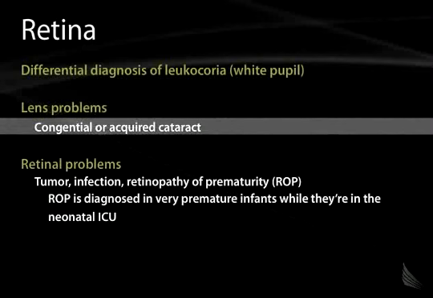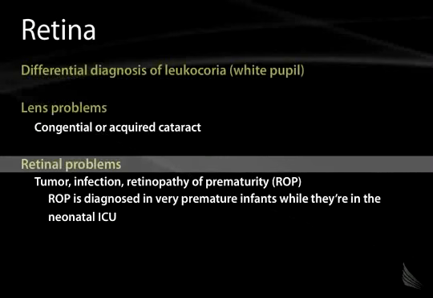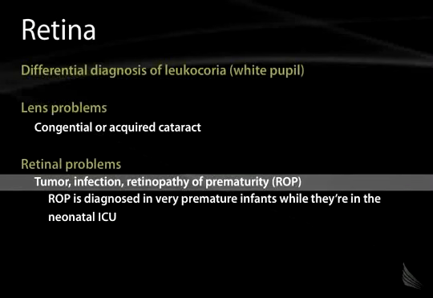The differential diagnosis for leukocoria, or a white pupil, includes problems with the lens. You can imagine that if you had a congenital or acquired cataract, you would have difficulty getting a good reflex of light from the retina. So that would cause a decreased red reflex or a white reflex. Also, you can have retinal problems. If you have a tumor inside your retina, or infection, or retinopathy of prematurity, anything that causes the light to not reflect off a nice, smooth retinal surface will change the red reflex.